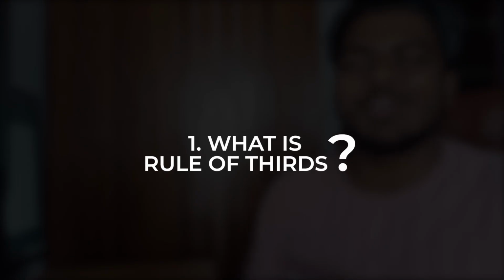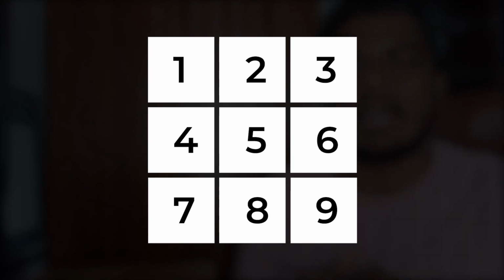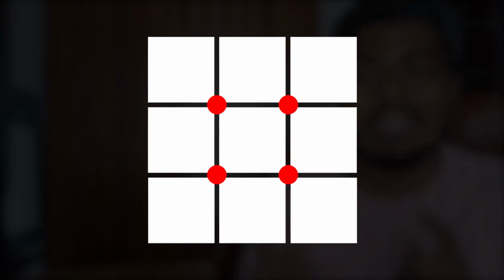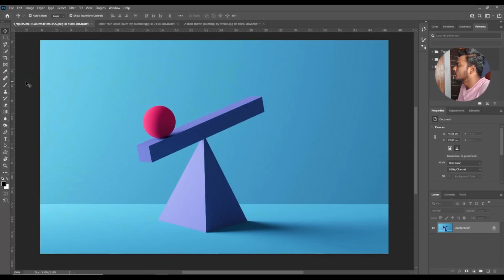So guys, what is the rule of thirds? The rule of thirds is nothing but a division of any artwork into 9 equal parts. The rule of thirds says that the main subject of your artwork is placed on these 4 intersecting points. If it's clear, let's make this theory easier with examples.